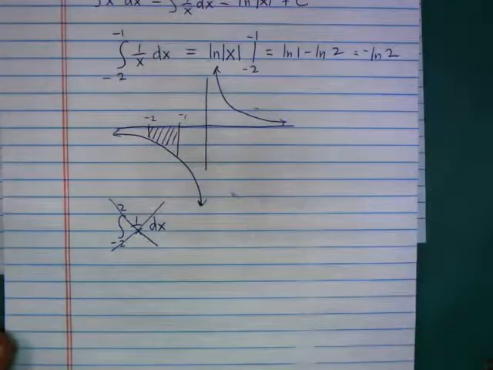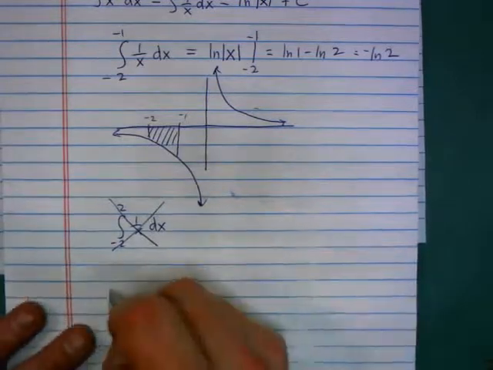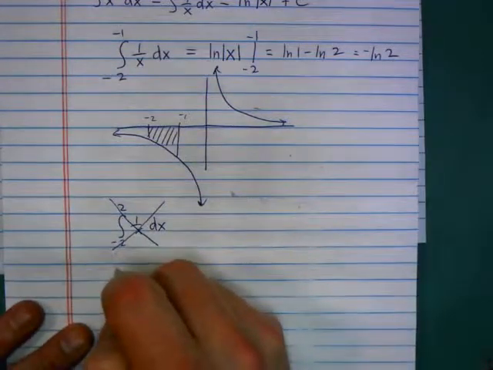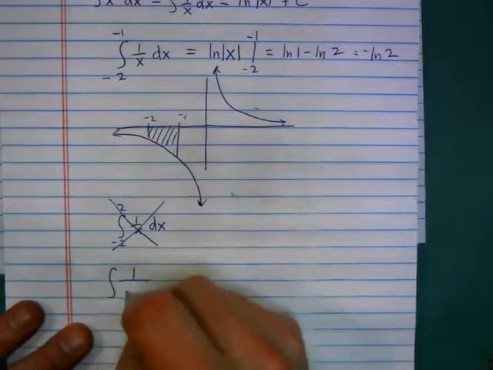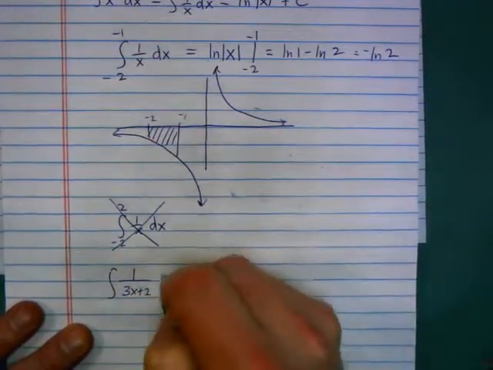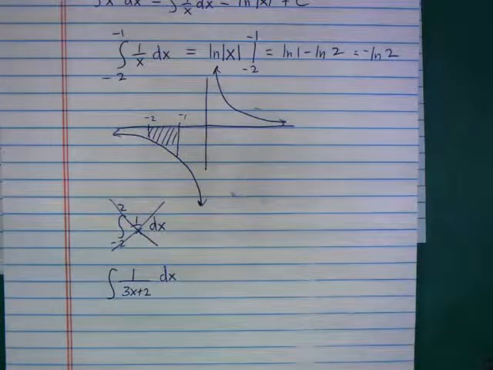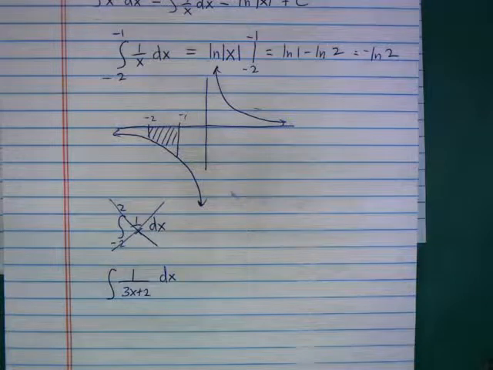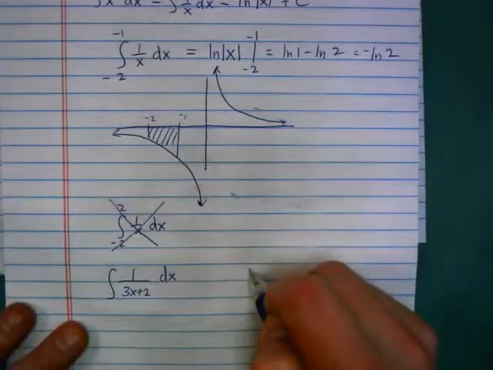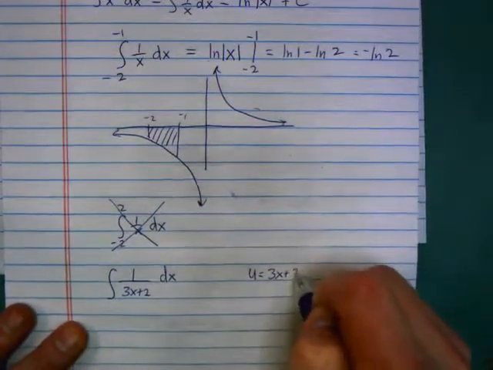All right. So you're going to see problems in this section that use this rule, but require you to use u substitution. For example, you might have the antiderivative of 1 over 3x plus 2 dx. Almost any time you have division, you almost always end up having to use u substitution. What should u be? Usually u is going to end up being the bottom. So u is going to be 3x plus 2.